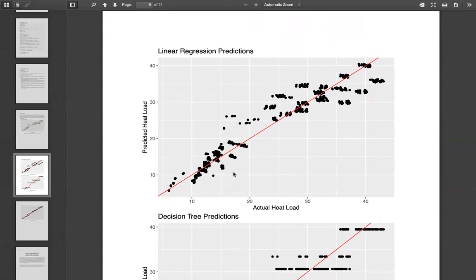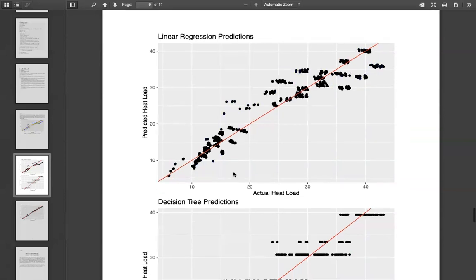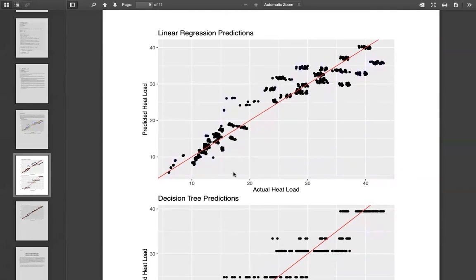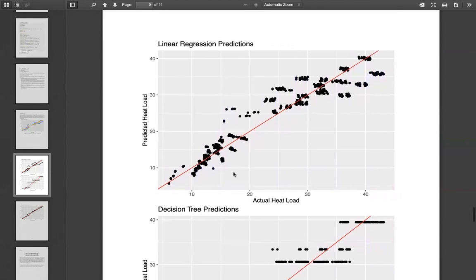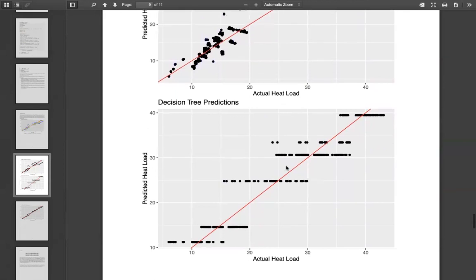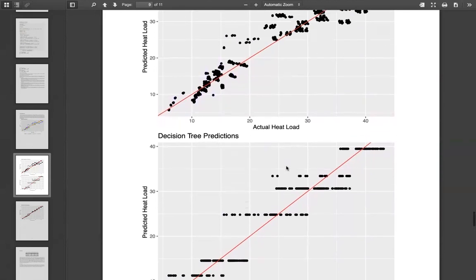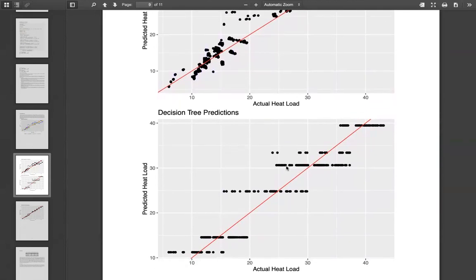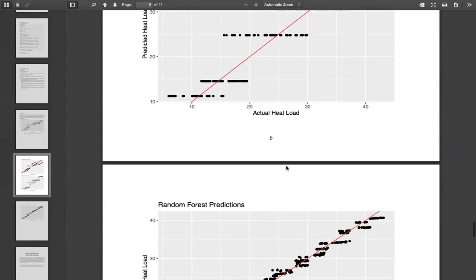Here is my linear regression predictions. Looks pretty good. There's not really too much I can say visually, but I used a scatter plot of the actual data in these next 3 plots. Here's the decision tree predictions. It looks like this one is almost zoomed in. It doesn't look too good compared to the other ones.